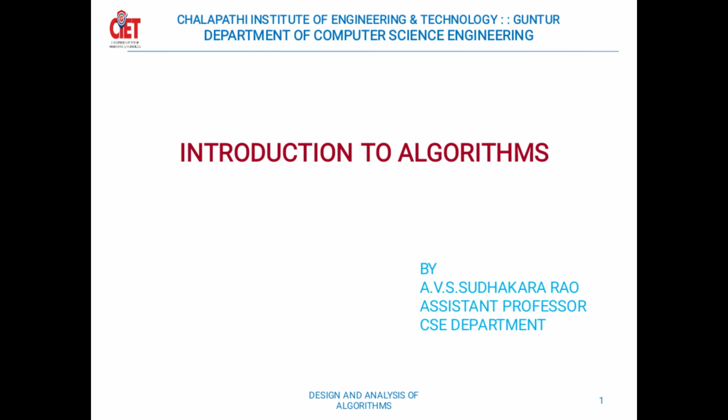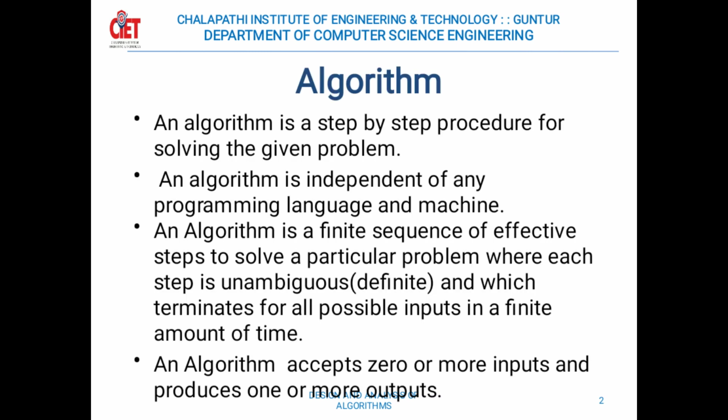So first, what is an algorithm? An algorithm is a step-by-step procedure used to solve the given problem. In general, an algorithm must be completed in a finite amount of time. That means the algorithm must have a finite number of steps, and each algorithm must produce one output, and at the same time the user needs to pass zero or more inputs.